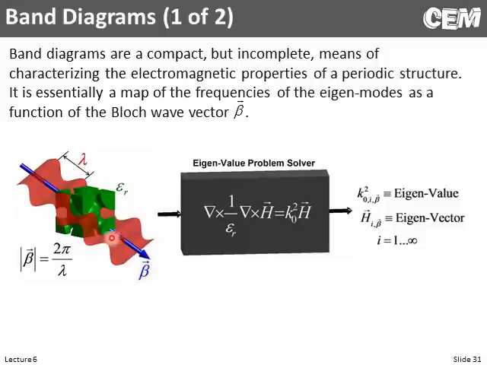But beta is perpendicular to the wave fronts, if you will. It's also directly in line with the direction the wave is moving, and it has a magnitude 2 pi over the spacing or the period of that wave. So these are the two pieces of information that we're going to feed this eigenvalue problem solver: what the unit cell looks like, and this wave described by the Bloch wave vector beta.